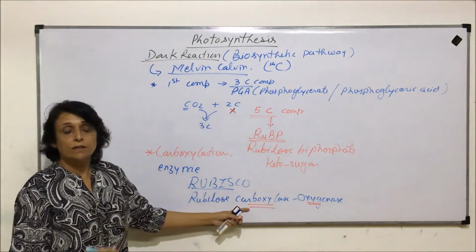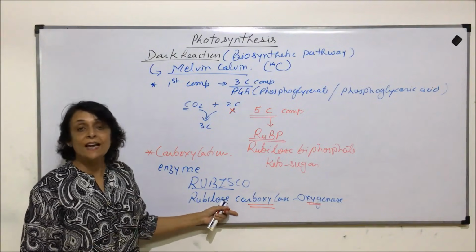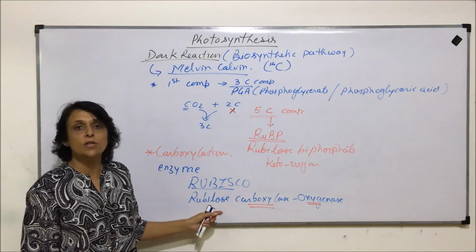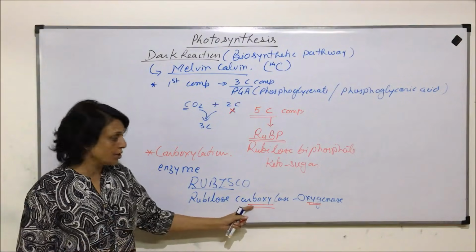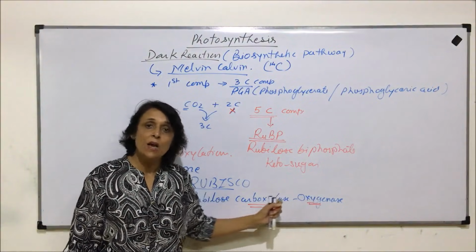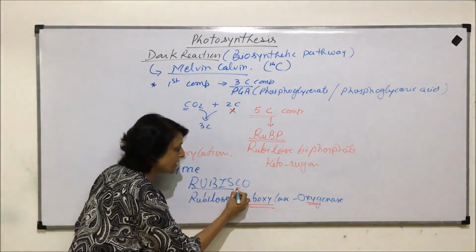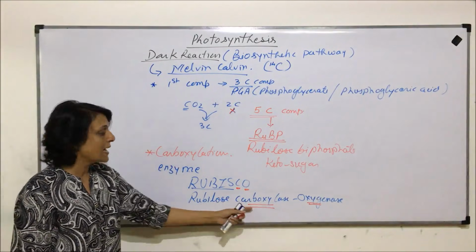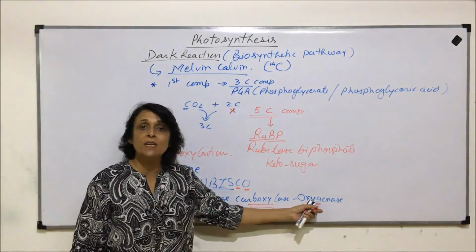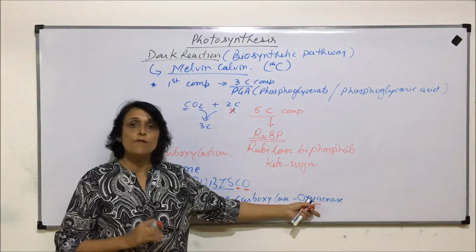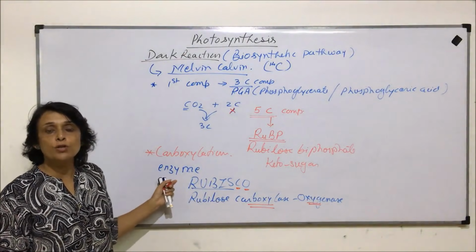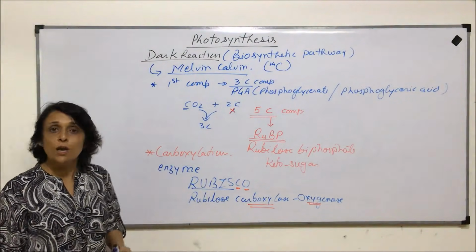But the nature of this enzyme is decided by external factors like temperature and concentration of carbon dioxide and oxygen. So in certain conditions it is going to act as carboxylase, and if those conditions change it is going to act as oxygenase, and that is why it can work as carboxylase as well as oxygenase. Carboxylase means it is going to help in addition of carbon dioxide, and oxygenase means it is going to help in addition of oxygen. We will take this up a little later again, but this is the most important enzyme which is required for this process.